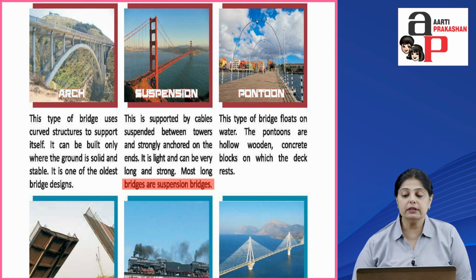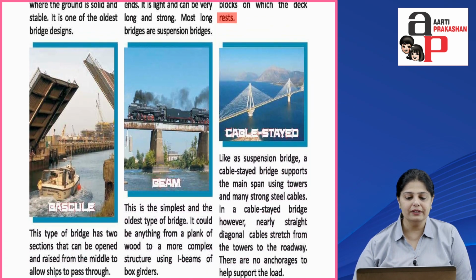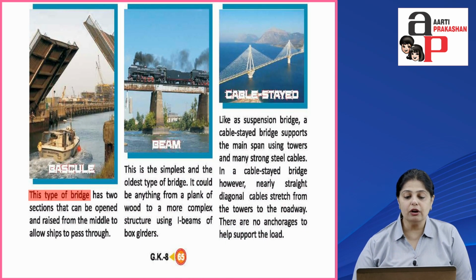Okay. The next one is the pontoon. This type of bridge floats on water. The pontoons are hollow wooden concrete blocks on which the deck rests. So, it is like a wooden deck on which people can walk. Alright. Now, this type of bridge, which is called the bascule, okay, has two sections that can be opened and raised from the middle to allow ships to pass through.